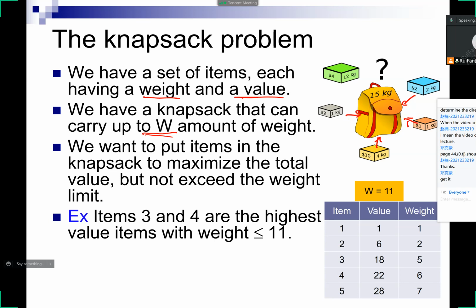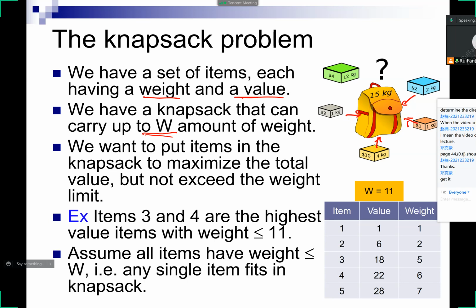And we're going to assume that all of the items have weight at most W. This is because if you have an item which has weight larger than W, then you cannot ever put that item into the knapsack. So you can just remove those items. So any item can fit into the knapsack; otherwise you just don't consider that item.